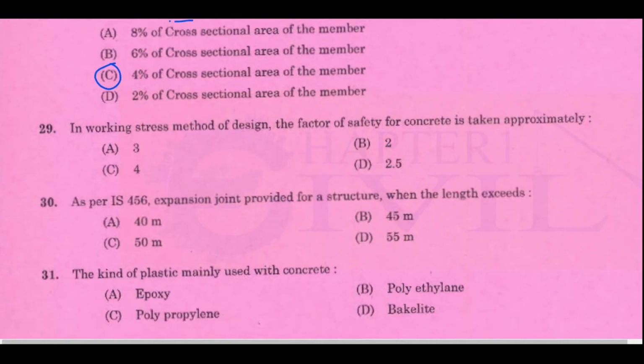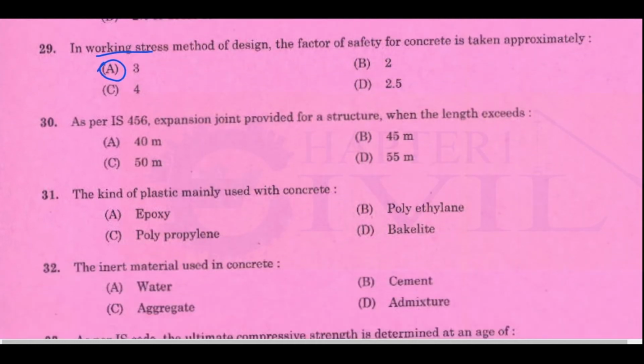Question number 29. In working stress method of design, the factor of safety for concrete is taken approximately. Working stress method factor of safety. Option A 3, B 2, C 4, D 2.5. Correct answer is 3. Working stress method factor of safety is 3.